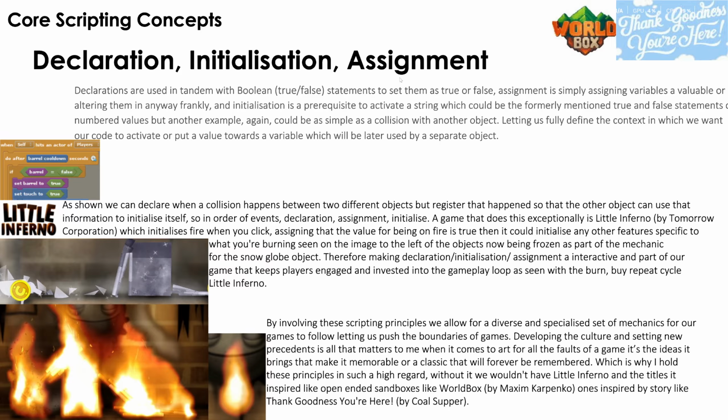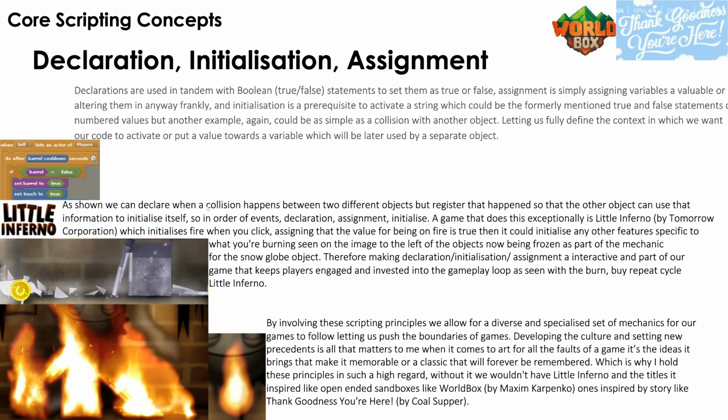Declaration, initialization, and assignment. Declarations are used in tandem with Boolean true or false statements to set them as true or false. Assignment is simply assigning variables or altering them in any way, frankly. And initializing is a prerequisite to activate a string, which could be the formerly mentioned true or false statements and number values, but another example again could be as simple as a collision with another object, letting us fully define the context in which we want our code to activate, or put a value towards a variable which will be later used by a separate object.